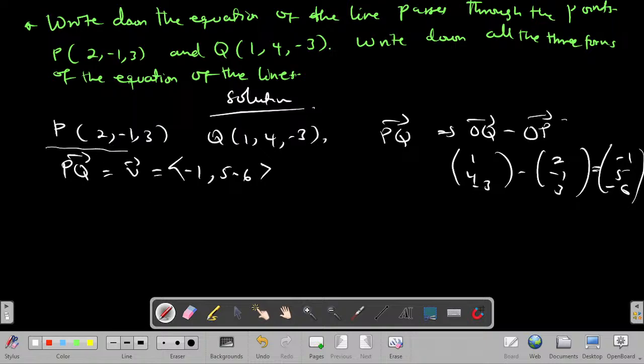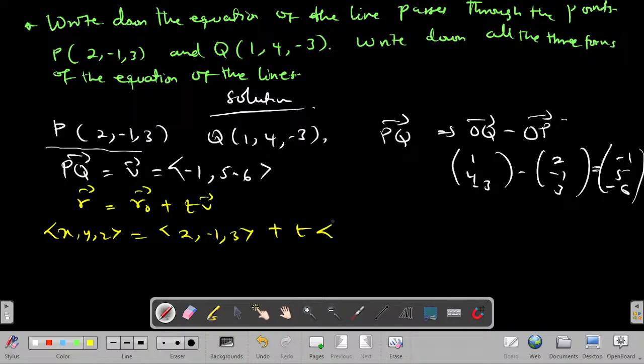Using vector r naught and point P, let's quickly write our vector equation. Our vector equation, which is vector r, is equal to our vector r naught plus t times vector v, right? So now our r becomes the unknown, x, y, z, nicely should be equal to our r naught, which gives us the known. We are using the point P, 2, negative 1, 3, plus t. Then our direction vector now is negative 1, 5, negative 6, and we are done. This is simply your vector equation.